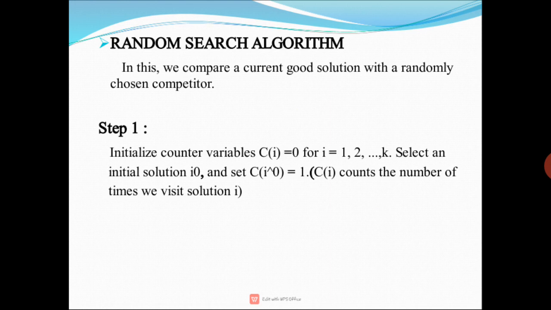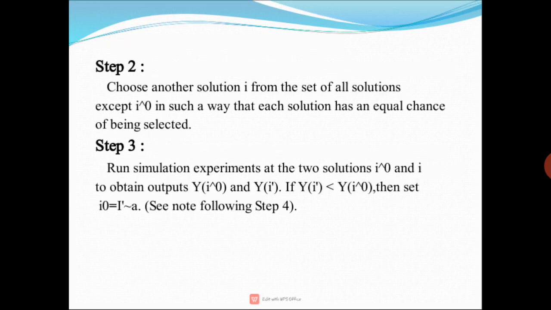The steps are as follows. Initialize counter variables C of i equals 0 for i equals 1 up to k values. Suppose we have k possible solutions, then select an initial solution i0 and set C of i0 equals 1, where C of i counts the number of times we visit solution i. In the next step, choose another solution i from the set of all solutions except i0 in such a way that each solution has an equal chance of being selected.